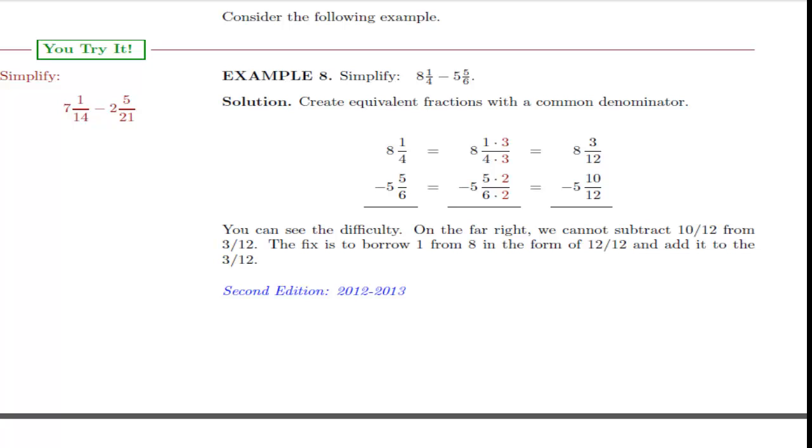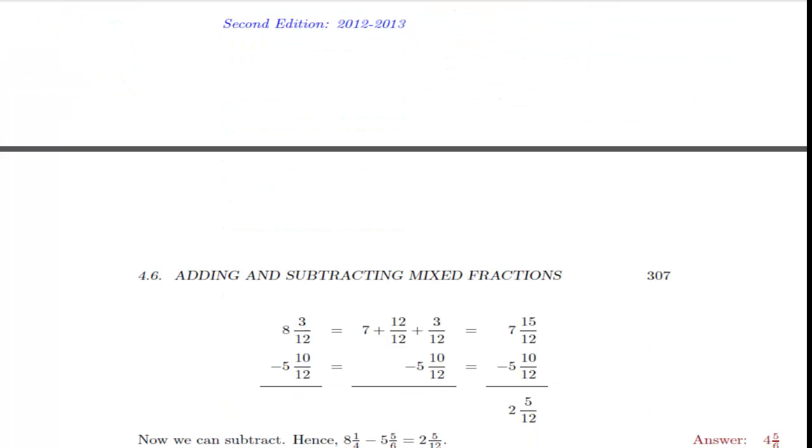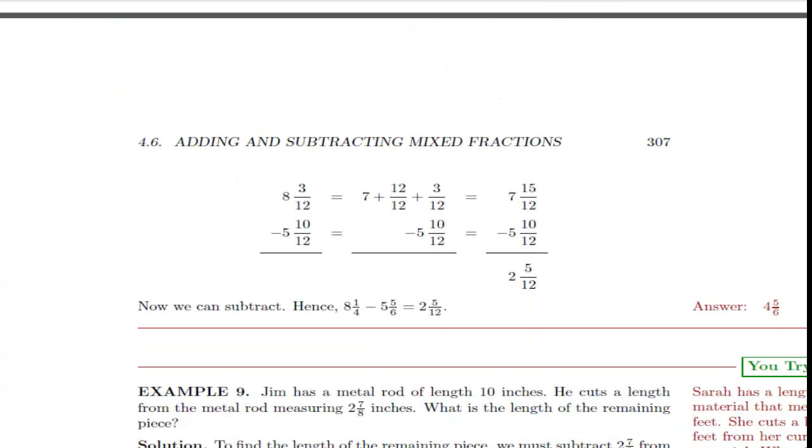You can see the difficulty. On the far right, we cannot subtract 10/12 from 3/12. The fix is to borrow 1 from 8 in the form of 12/12 and add it to 3/12. This is because 1 is equivalent to 12/12. So, if we borrow 1 from 8, we get 7 plus 12/12. Then 12/12 plus 3/12 is 15/12.